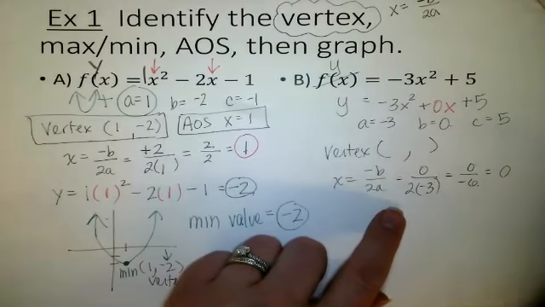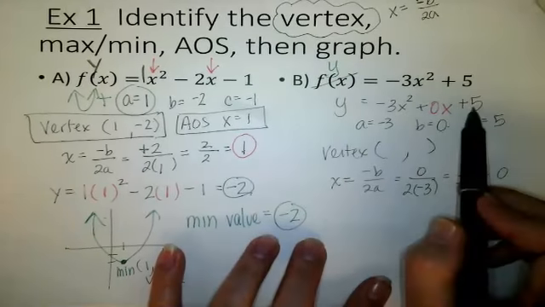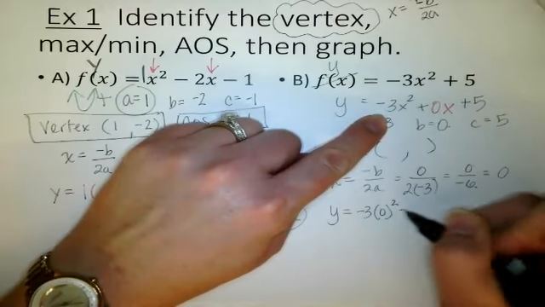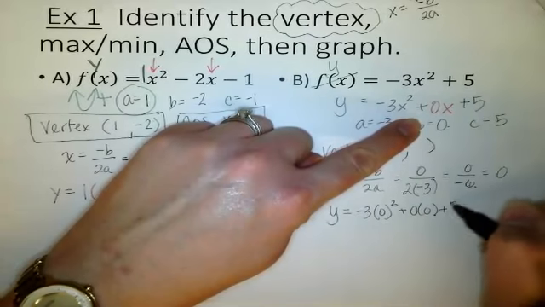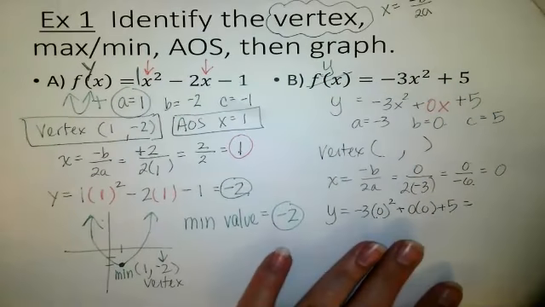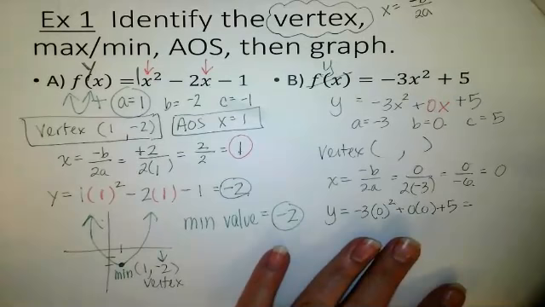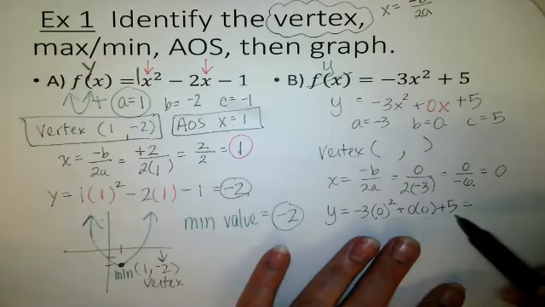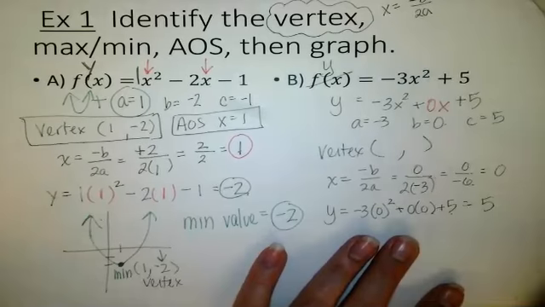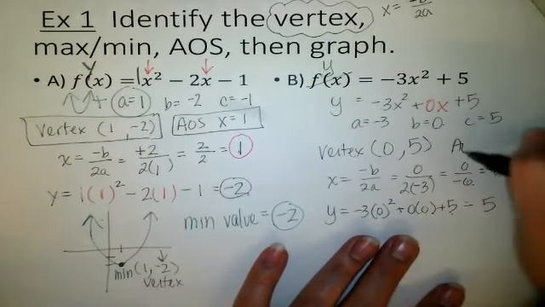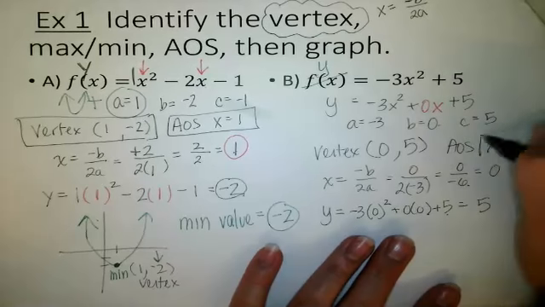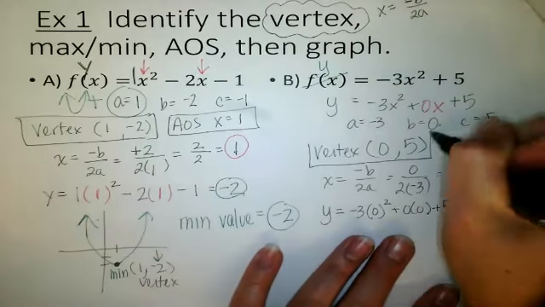And what do I need to do then? Plug it back into your equation to figure out the y value. So we have negative 3 times 0 squared plus 0 times 0 plus 5. Do you have to use your calculator for this one? What is 0 times anything? 0. Okay, so 0 plus 5 is 5. So my vertex is 0, 5. What's my axis of symmetry? X equals 0. Always the x-coordinate. X equals 0.